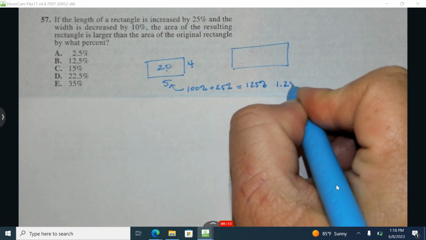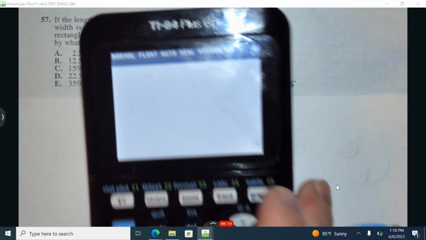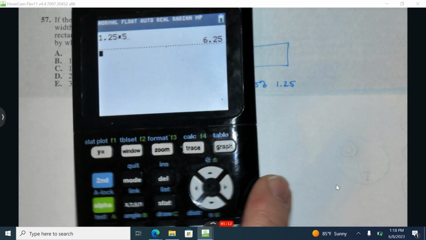As a decimal, that's 1.25, and that's how we plug it into the calculator. So 125% of 5. 125% written as a decimal times 5 means the length of the second rectangle will be 6.25.